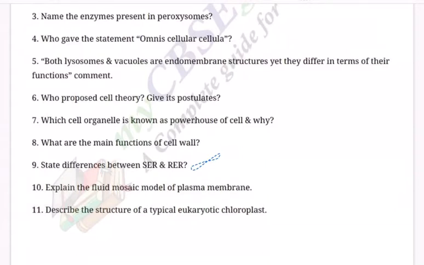Question 10, explain the fluid mosaic model of plasma membrane. This is a very much expected question from this chapter. Fluid mosaic model, and I hope you remember the diagram. Draw the diagram, label it. Question 11, describe the structure of a typical eukaryotic chloroplast.